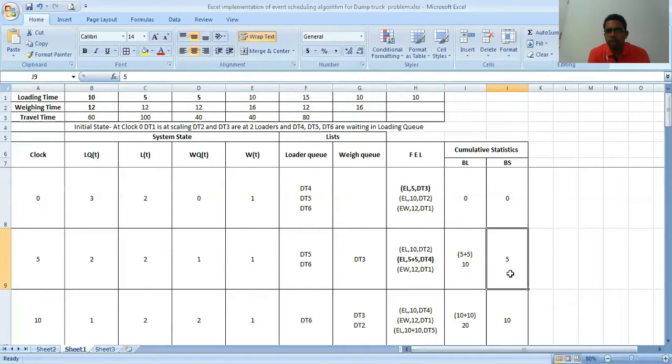BS is representing how much time the scaling machine or weighing machine was busy, which is going to be up to clock time 5. Only one scaling machine is there, therefore it's going to be 5.